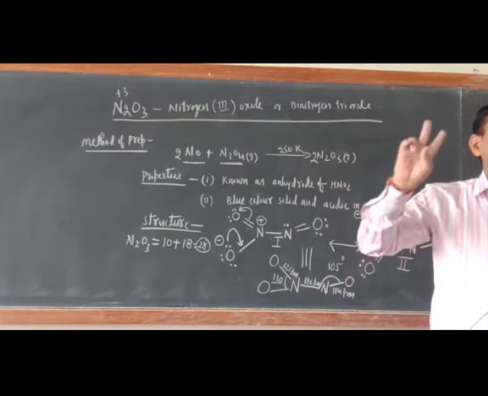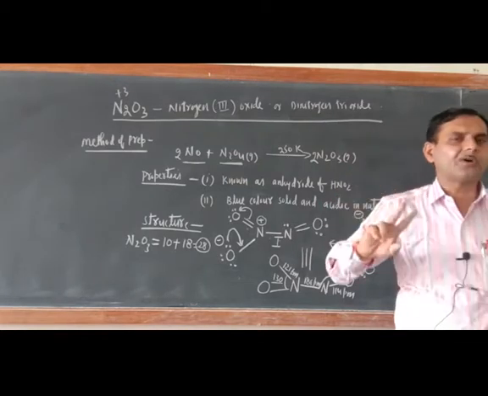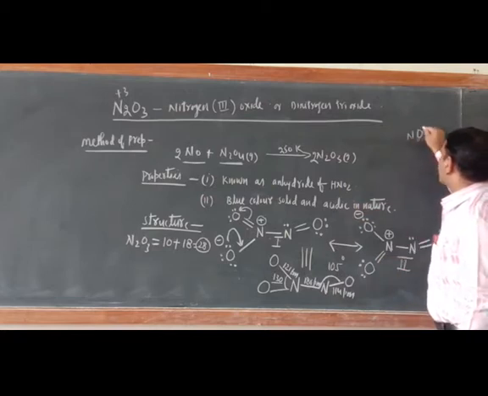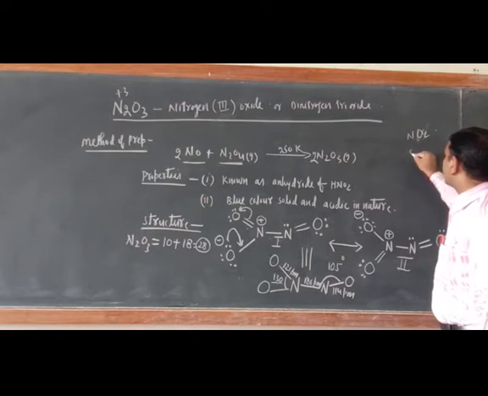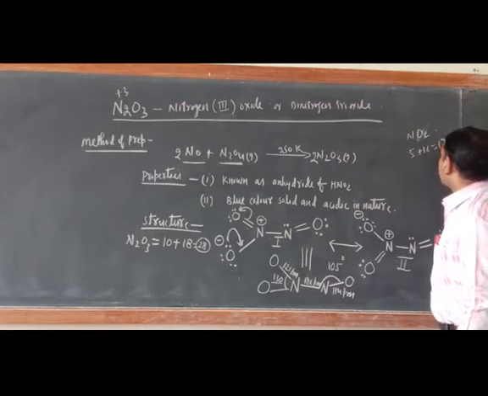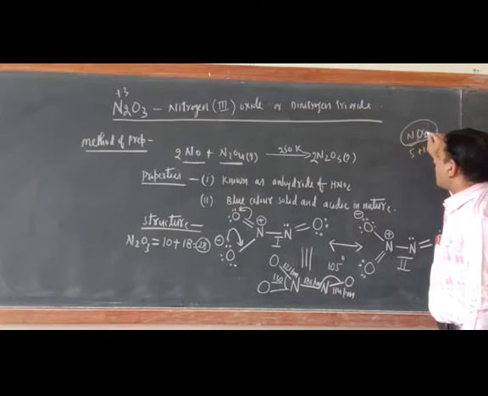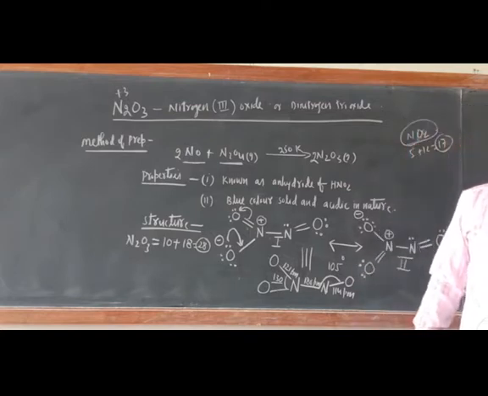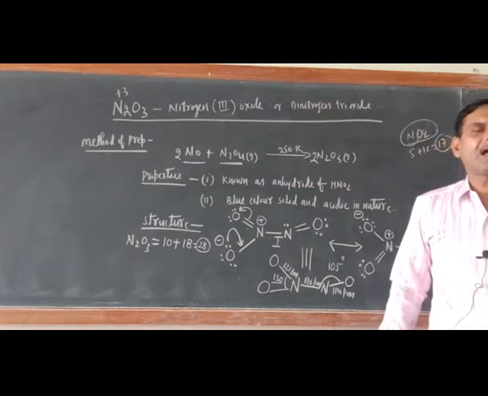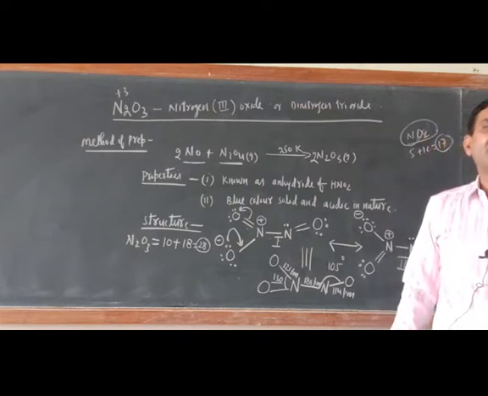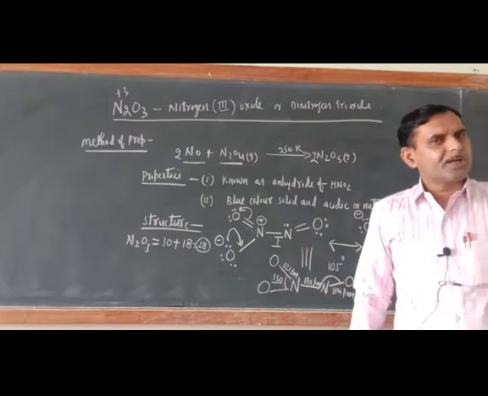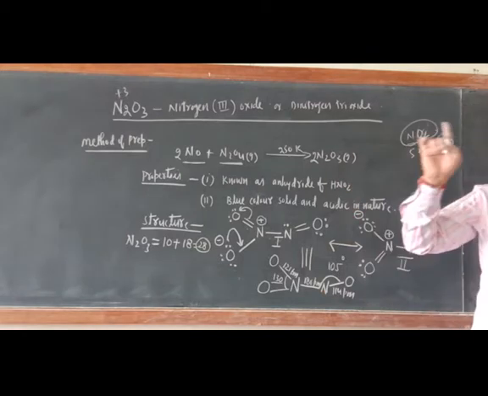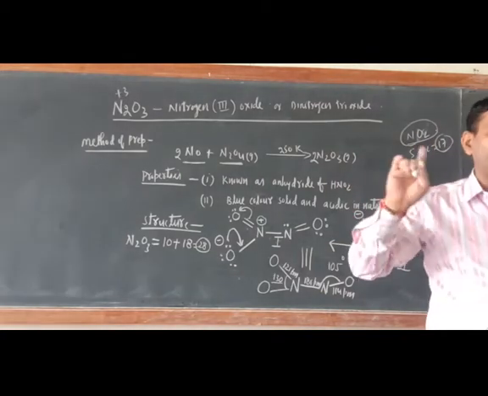NO2 is also an odd electron molecule, because how many electrons will it have? NO2: total number of electrons would be 5 plus 12, 17. So NO2 is an odd electron oxide of nitrogen. One more oxide of nitrogen that is an odd electron molecule, which I have already covered, is nitric oxide, NO. Its total number of electrons was 11, here total number of electrons is 17. So let us see the structure of NO2 first.